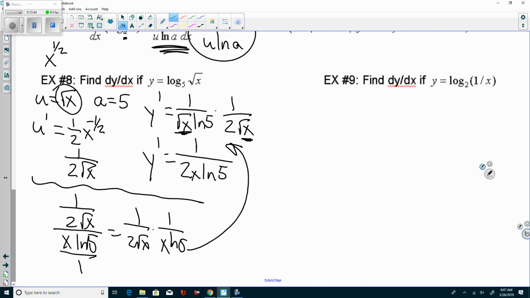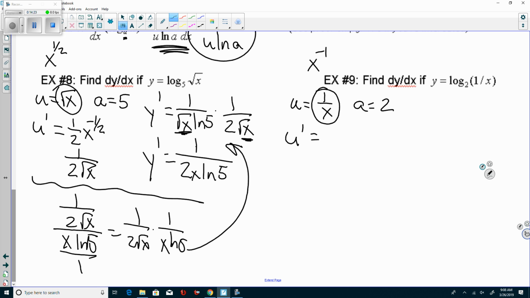So exercise 9, you have log base 2 of 1 over x. Identify your u, identify your a. What is u? U is your 1 over x. A is 2. We need u prime. If you want to rewrite that 1 over x right off the bat as your u, that's fine, because it's a lot easier to find it when it's rewritten. So this 1 over x would be rewritten as what? X to the negative 1. So you can do that right away.